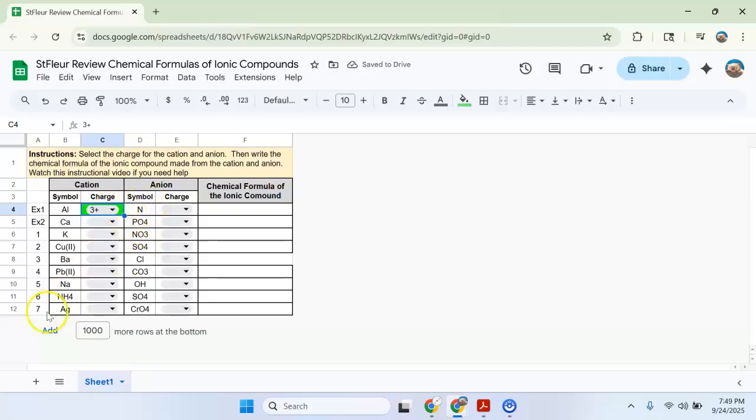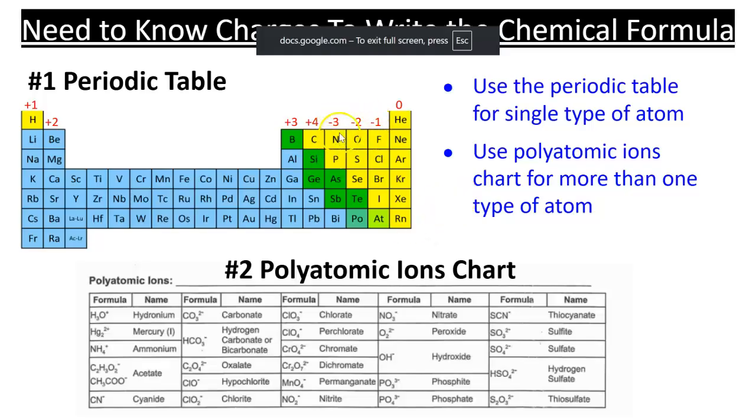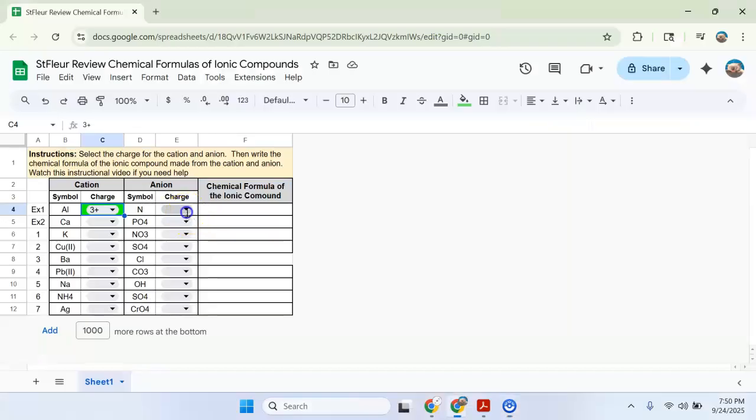Now let's figure out the charge of nitrogen. Nitrogen is in group 15 and it has a -3 charge. So I go ahead and select -3. Now I'm ready to write the chemical formula of the ionic compound.